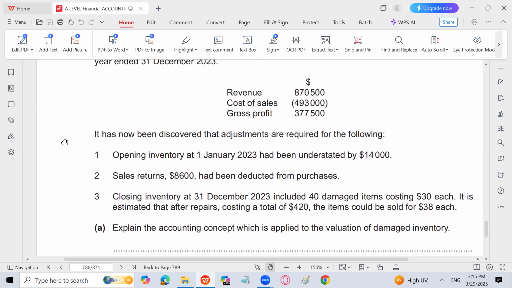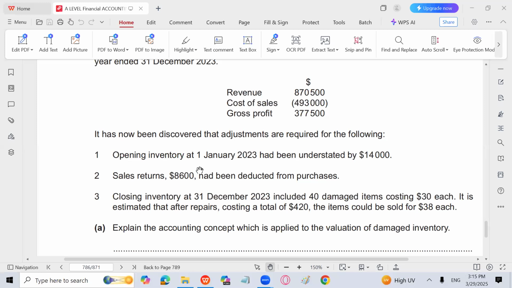Opening inventory at 1st January had been understated by 14,000. So it talks about opening inventory. Opening inventory is a part of cost of sales, and we know that cost of sales is subtracted from revenue to get gross profit. Understated means that the opening inventory has been recorded less than the actual amount. It is added in cost of sales.